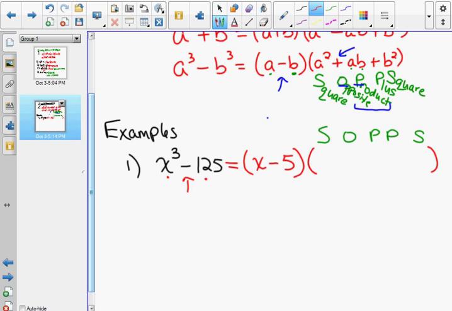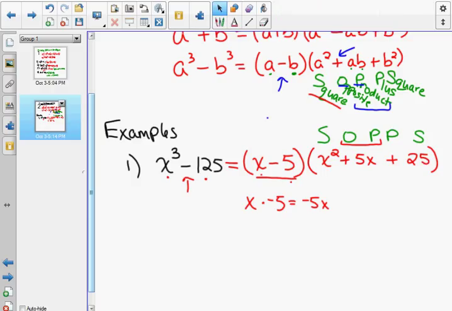Okay, so the first S stands for square. So I'm going to square this x, and that's going to give me x squared. Like I said before, I'm going to put these two guys together, opposite product. So I have inside this binomial an x and a negative 5. I'm going to multiply them, and that gives me a negative 5x. But I want the opposite product, so that's going to be a plus 5x. The second P is a plus, and now I want to square the second part, which is the 5, so that's going to be 25. And then we're done with that first example.